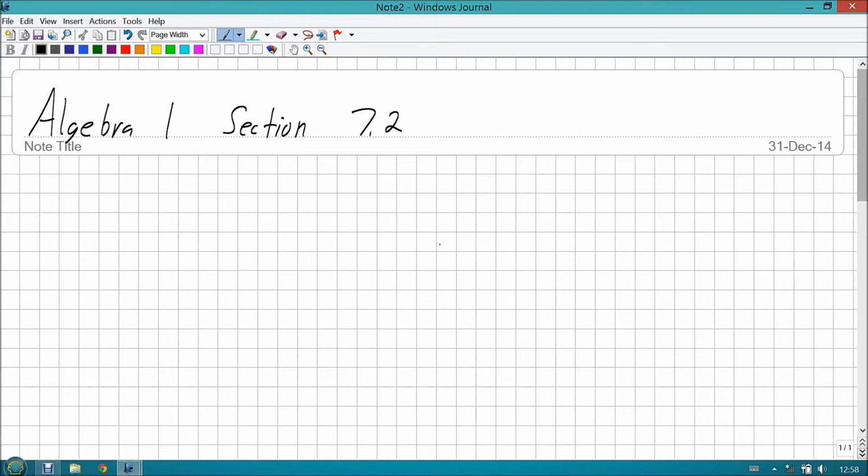Today we're going over section 7.2, which is one of my favorites because it mixes two of my favorite subjects of all time together. We're going over scientific notation.